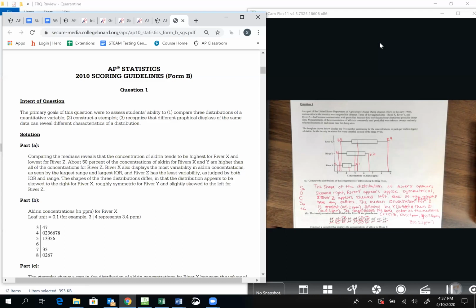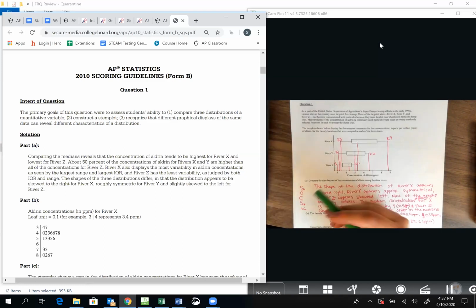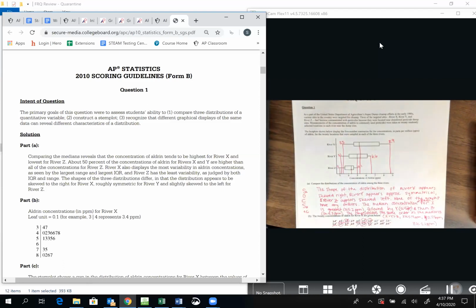So here, the first part asks you to compare the distributions of the concentrations of aldrin amongst the 3 rivers. So remember, anytime you're describing a graph or comparing a graph, don't forget your SOCS. That's what I have written down the side, SOCS plus context. Remember the first S is shape, then outliers, center, and spread. If you do this when you describe a graph, every time, no matter what, then you will have all of the checkpoints. So this is for describing and for comparing.